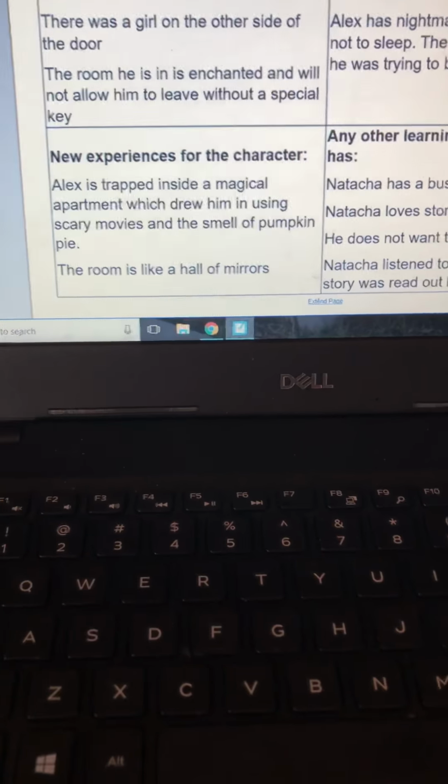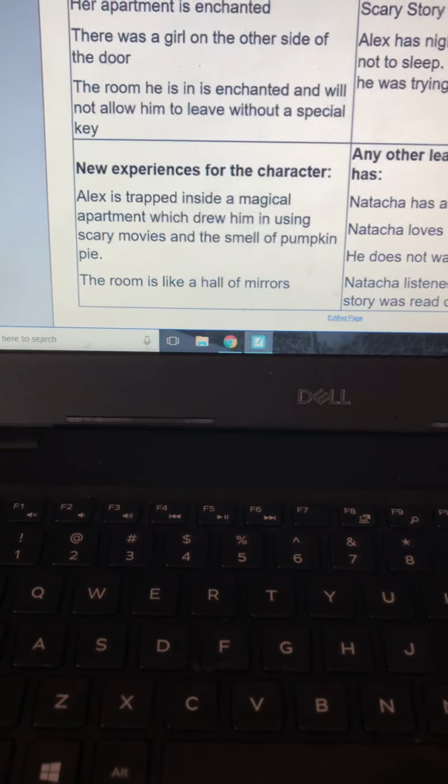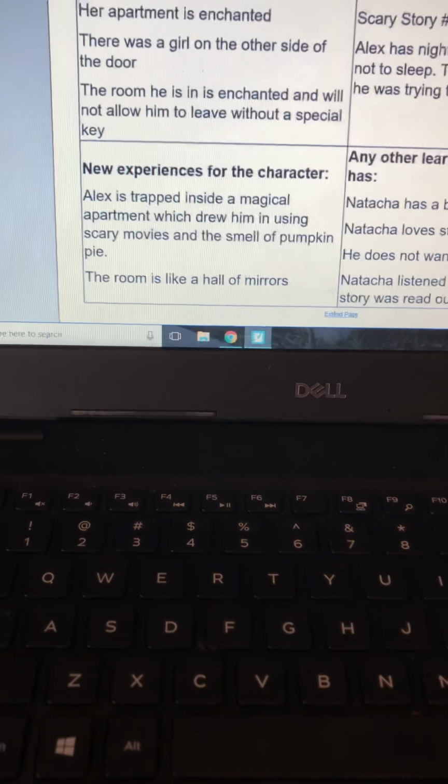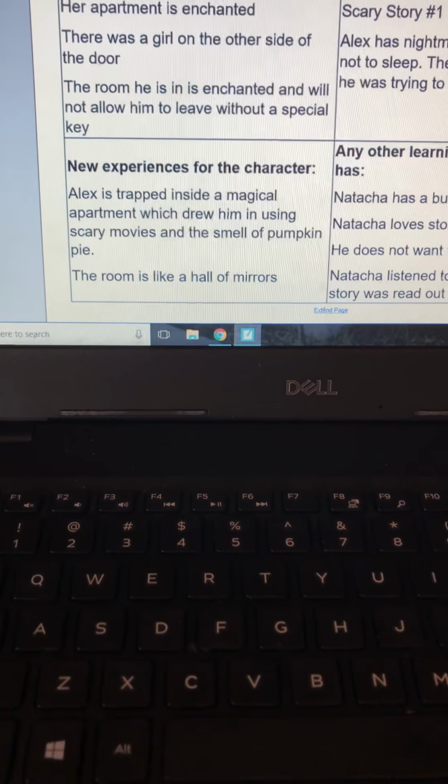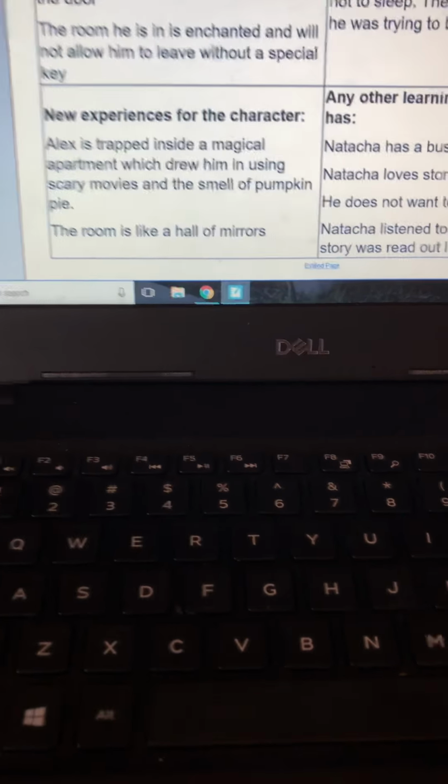So, new experiences for the character. Alex is trapped inside a magical apartment, which drew him in using scary movies and the smell of pumpkin pie. And we also know that the room is like a hall of mirrors. So, those are some new experiences for him.